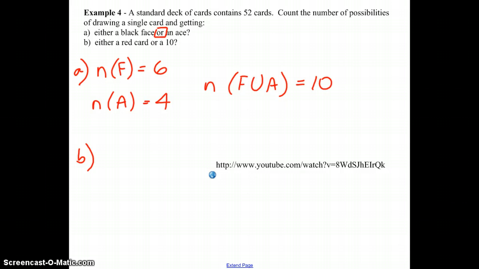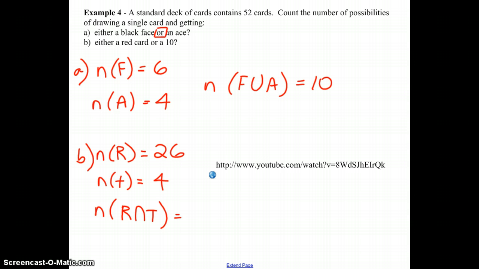Now we're going to say red cards. So how many red cards are there? 26. And how many 10s are there? In the whole deck, there's 4. Now, are there some overlapping cards here? How many are overlapping? 2. So our formula says that we add up the number in each set and then subtract the ones of the overlap. So 26 plus 4 minus 2 means that there's 28 in the set R or T.